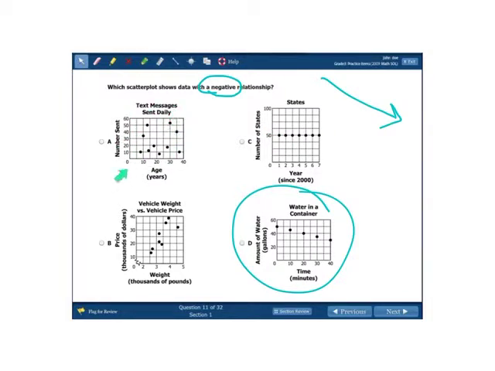Text messages sent daily. The age of the person and the number they send. I completely disagree. I think there'd definitely be a correlation there, but okay, whatever. And then here, the weight of a vehicle and the price of it. So the heavier the vehicle, the more expensive it is. I definitely agree with that one. So positive, none, constant, negative, that's what we're looking for. Time and the amount of water in a container, I guess it must be leaking.